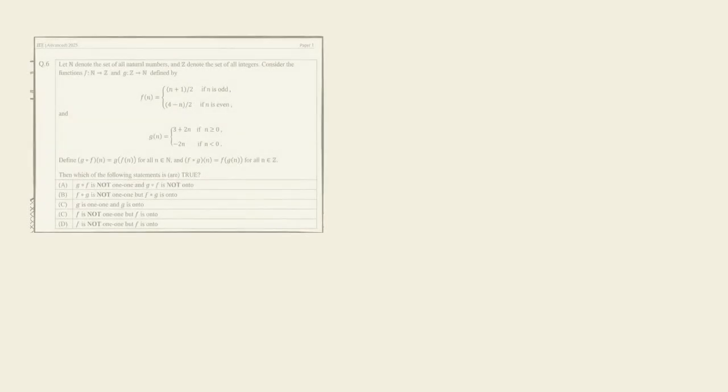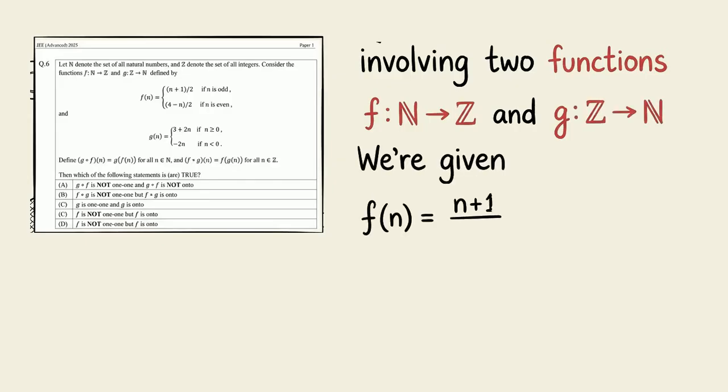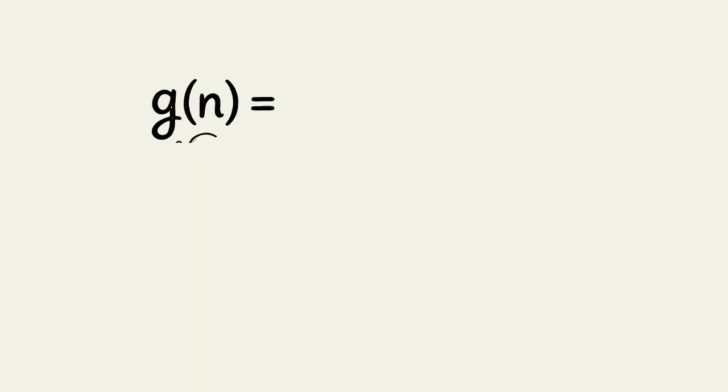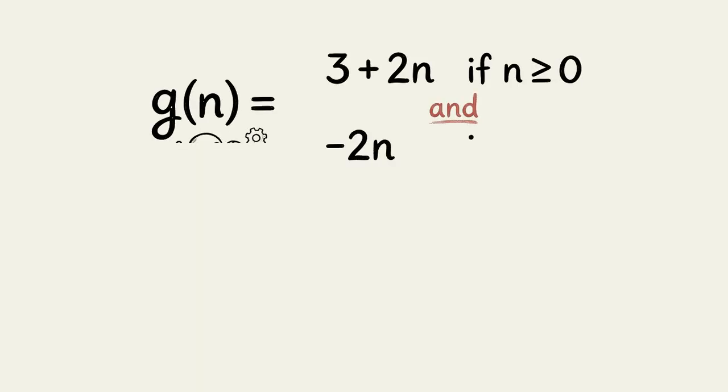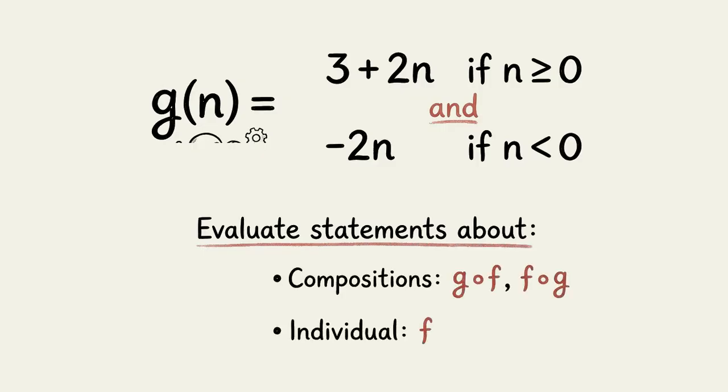Let's solve this JEE Advanced 2025 math problem involving two functions, f from natural numbers to integers and g from integers to natural numbers. We're given f(n) = (n+1)/2 if n is odd, and (4-n)/2 if n is even. g(n) = 3 + 2n if n ≥ 0, and -2n if n < 0. We're asked to evaluate four statements about the compositions g∘f and f∘g, and about the individual functions f and g.